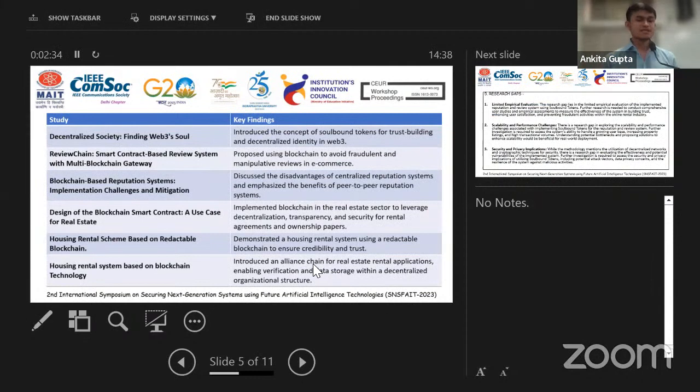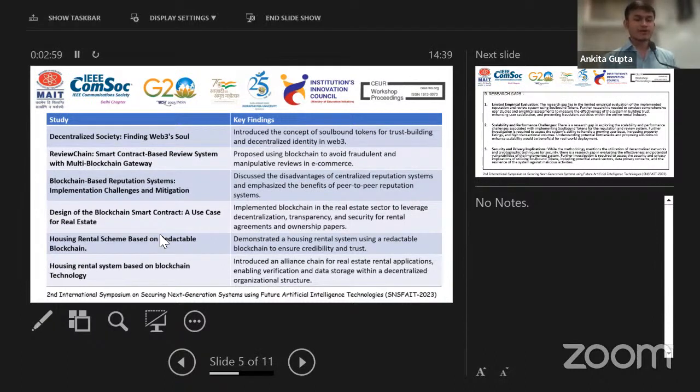Some of the related works in this field were Decentralized Society: Finding Web3 Soul. This was the first paper that introduced soul-bound tokens and their applications. It showed how identity is responsible and would maintain more accountability and authenticity in the Web3 era that we are living in. The next two papers worked on how blockchain can be used to present a more reliable reputation system.